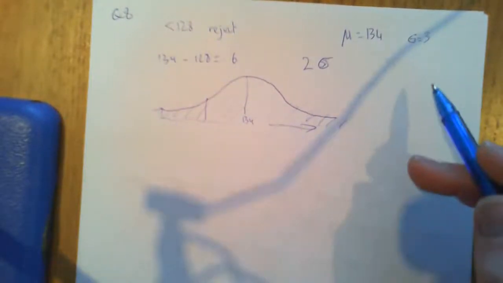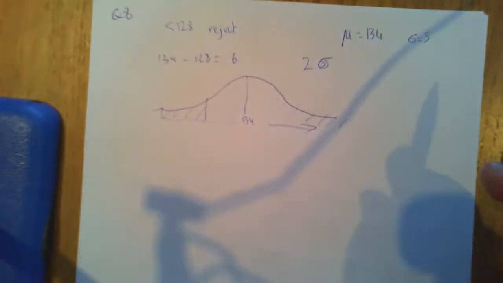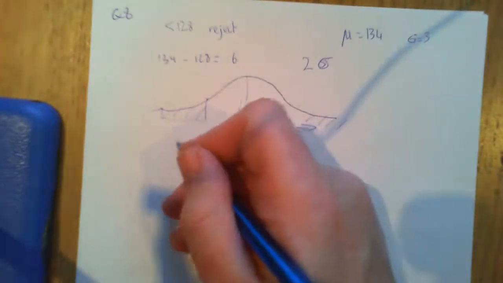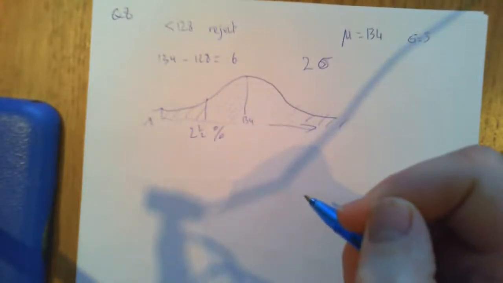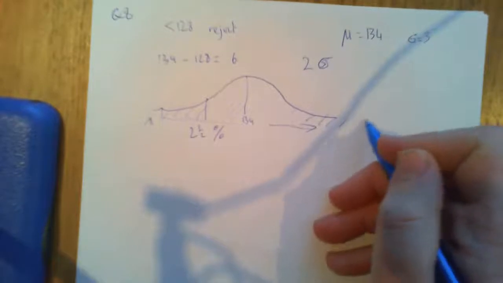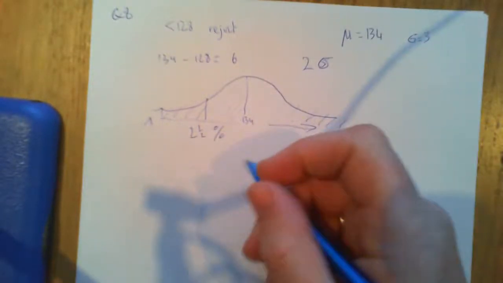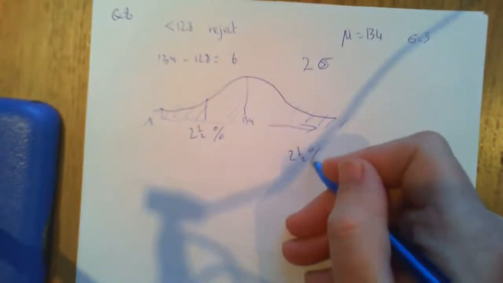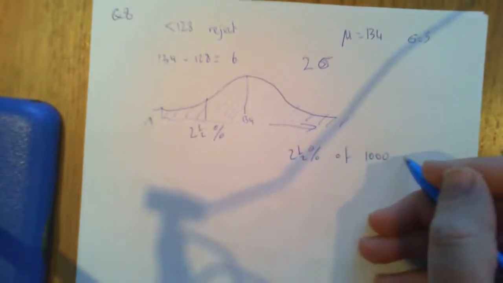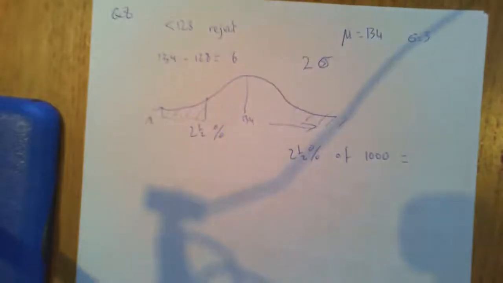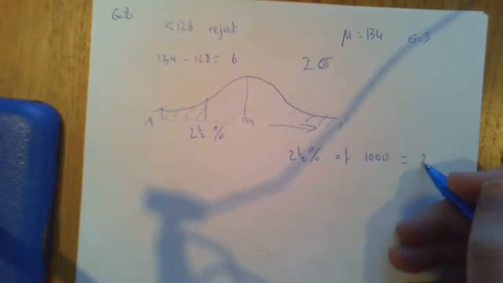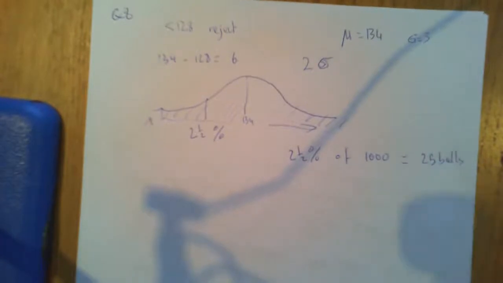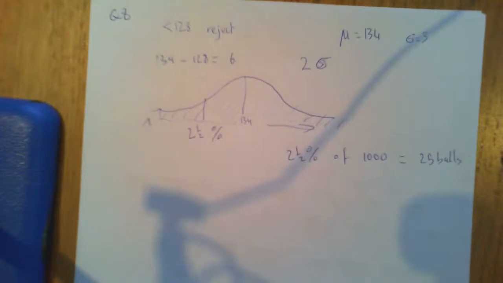Remember, this whole thing equates to 100%. So the only sliver that's left down here is 2.5%, because we're including the other 2.5% here. So it's 2.5%. We're going to reject 2.5% of 1,000, which is, give me a second here, 25 balls. Well, that's a small rejection rate, I personally think. It's a pretty small rate to reject.